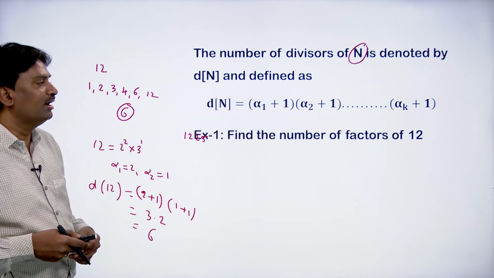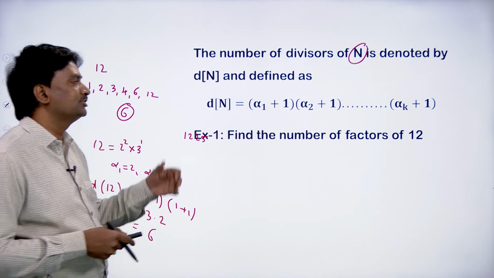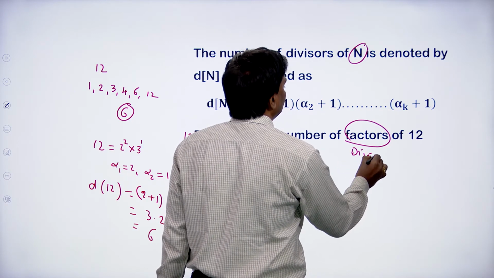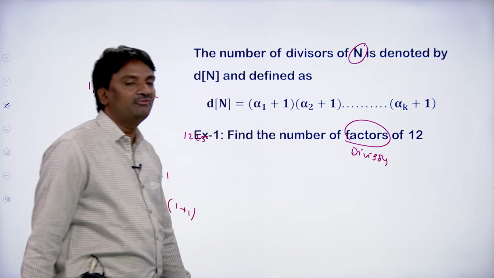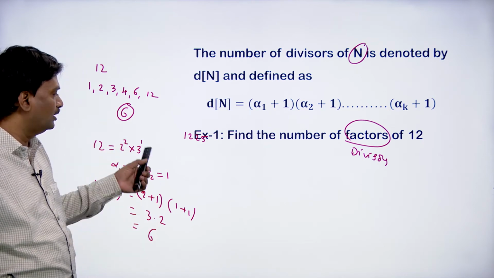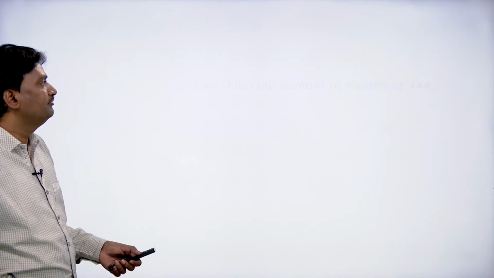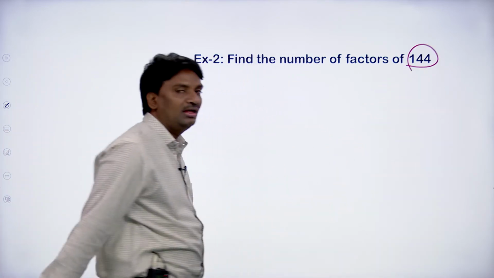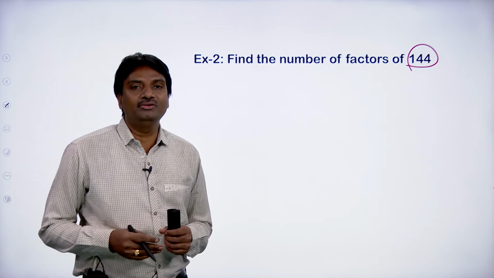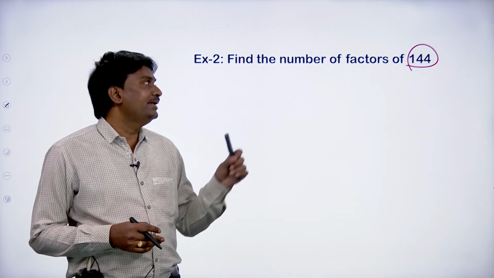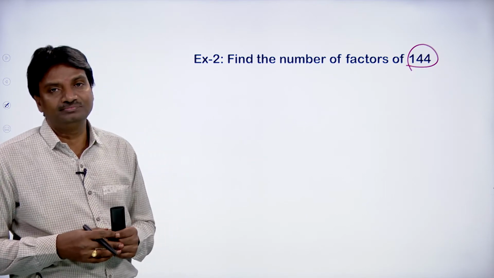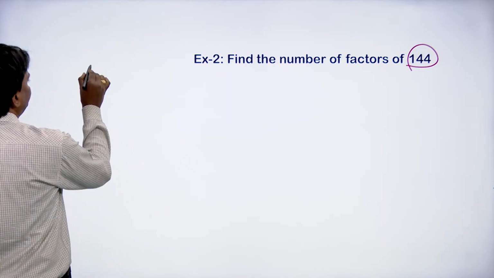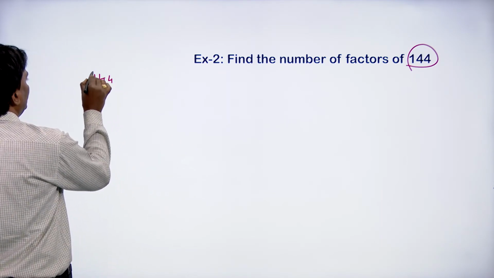Here, find the number of factors of 12. Finding the number of factors is nothing but finding divisors. So find the number of factors, that is nothing but divisors of 12. So that is 6 only. We have already found that in the previous problem. Next, find the number of factors of 144. That is nothing but find the number of divisors of 144. So 144 is a 3-digit number. Find the number of divisors of 144.